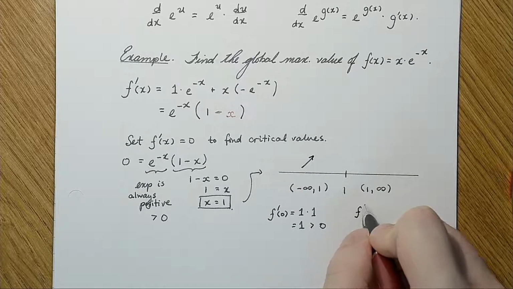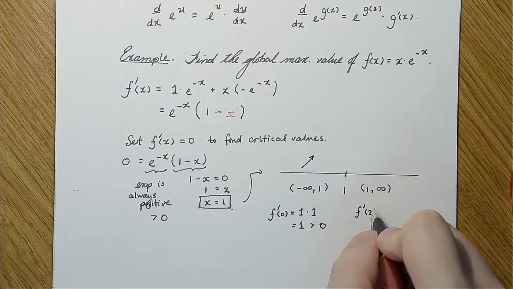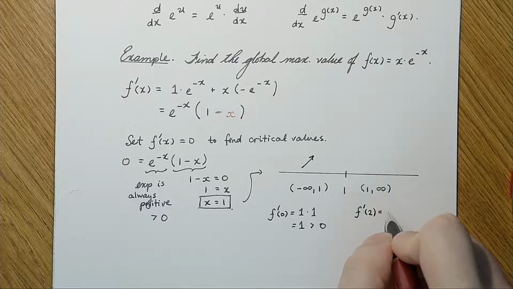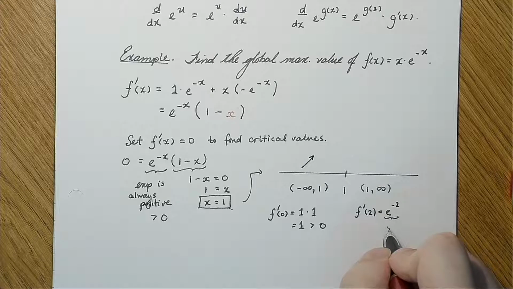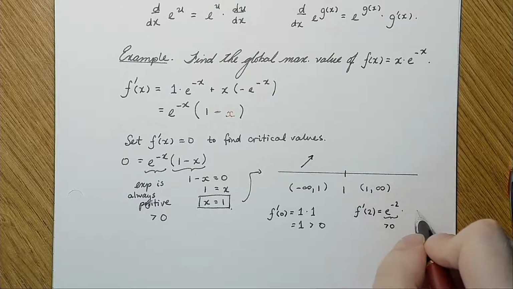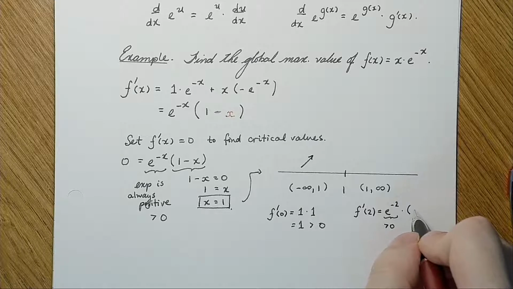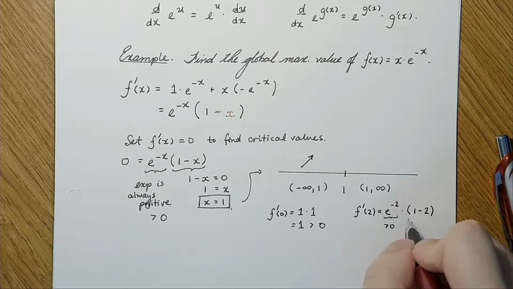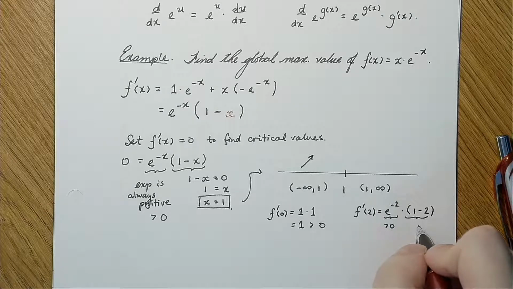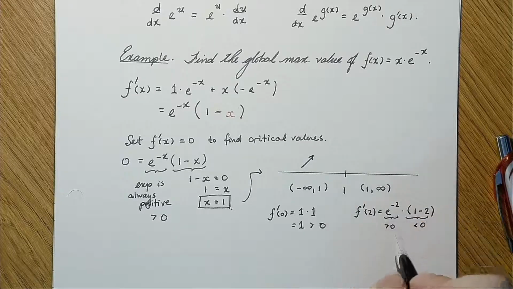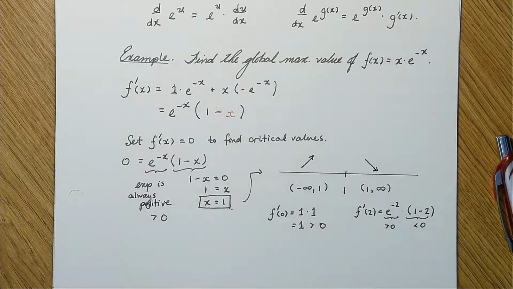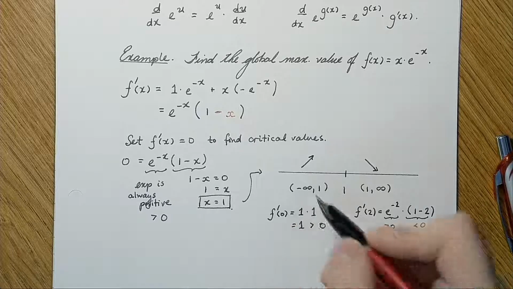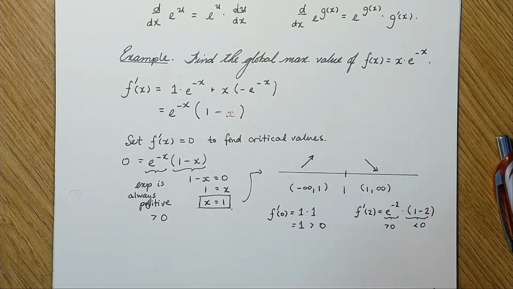And if I pick a number, say like 2, I'm going to get e to the minus 2, and again, that's always greater than 0, times 1 minus 2. And 1 minus 2 is minus 1, so that is less than 0. So that means that this whole thing is negative, which means that this is decreasing. So over the entire interval from negative infinity to 1, it's increasing, and from 1 to infinity, it's decreasing.